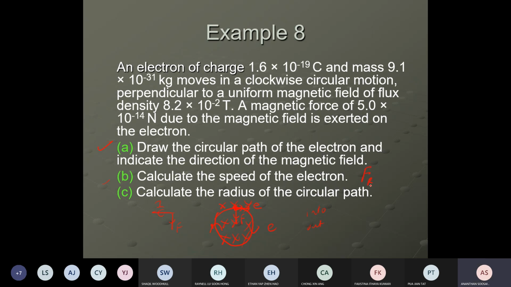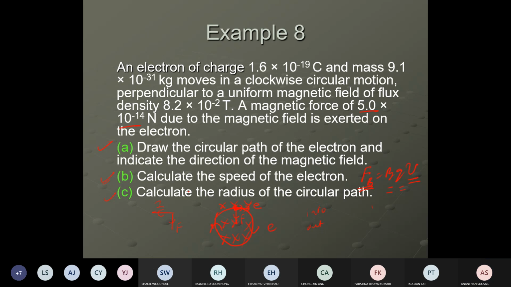So the magnetic force is given. The magnetic force is BqV, right? Sin theta, we take it as 1, at 90 degrees. So from here, F equals BqV. We can work out the speed, right? You know the force: 5 times 10 power negative 14. You know the B: 8.2 times 10 power negative 2. You know the charge of the electron: 1.6 times 10 to the negative 19. In the exam, the charge of the electron won't be given in the question. You have to check from the front page of the question paper. The charge is given. So F equals BqV.